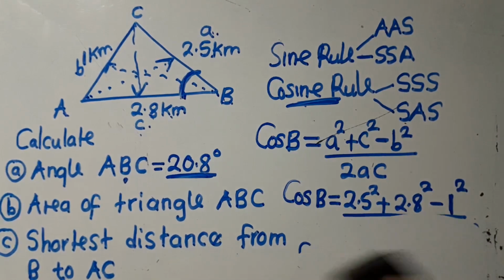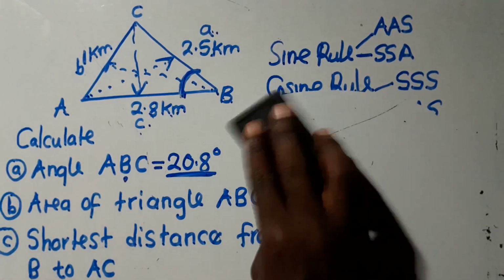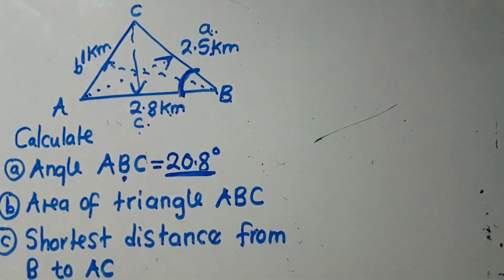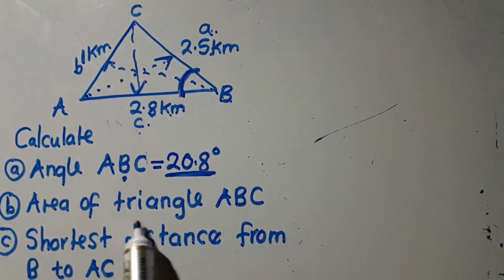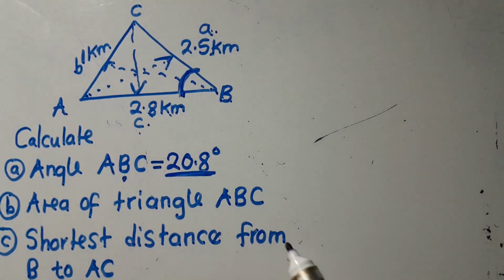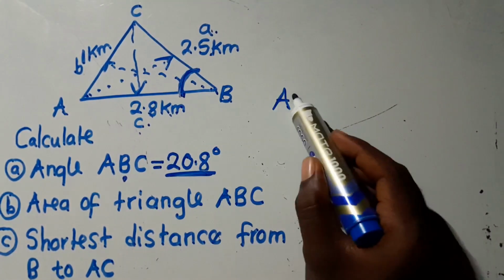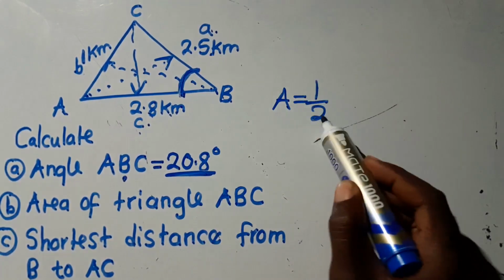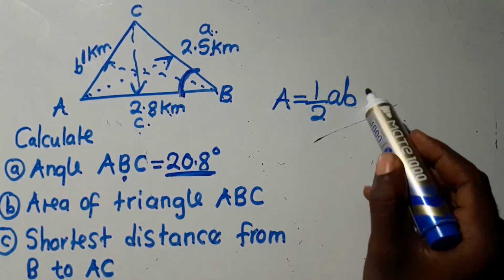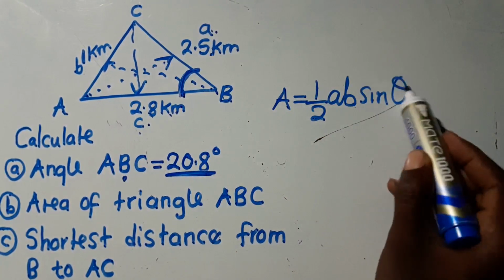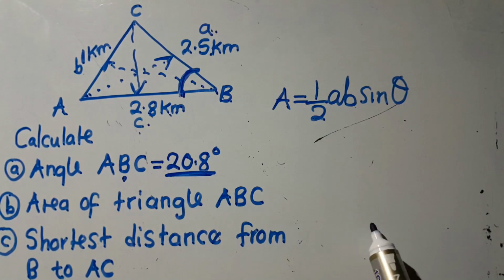Quickly, we move to another part. I move to this part that is saying area of triangle ABC. So how do we find the area of this triangle? How do we find the area of a triangle? Area is given by the formula half ab sine theta. This is a particular formula that we get to use.